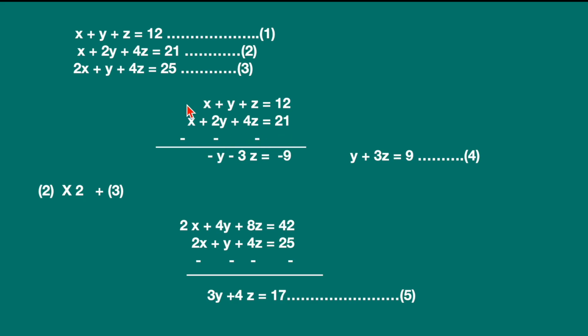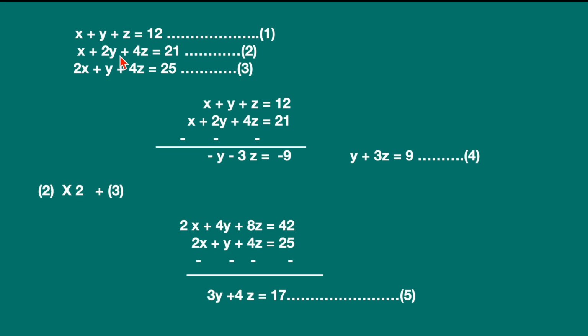So when you do this, this will cancel. This will become minus y. This is minus 3z is equal to minus 9. So this is y plus 3z is equal to 9. This is the equation you get. Now you can see you have got a linear equation with only 2 variables. Now we want another equation also with the same 2 variables. Be careful here. So again we have to eliminate x only.